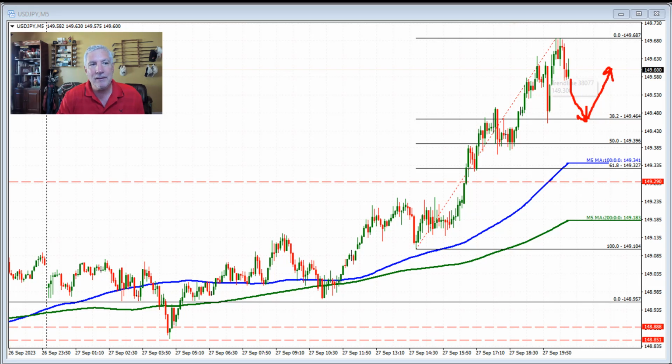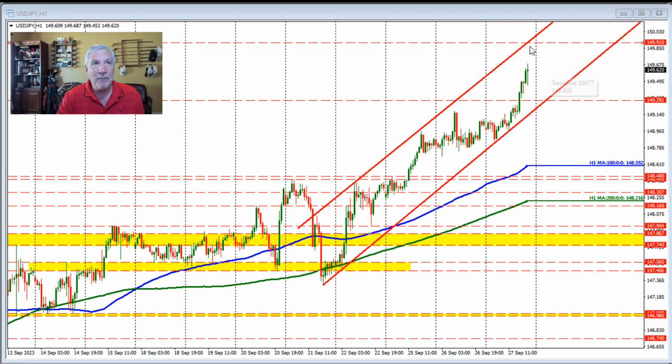So again, the 100-hour moving average has resistance way up here near the 149.91 level. We are moving higher and above the 29 level off the daily chart, and there's nothing but upside ahead for this currency pair.